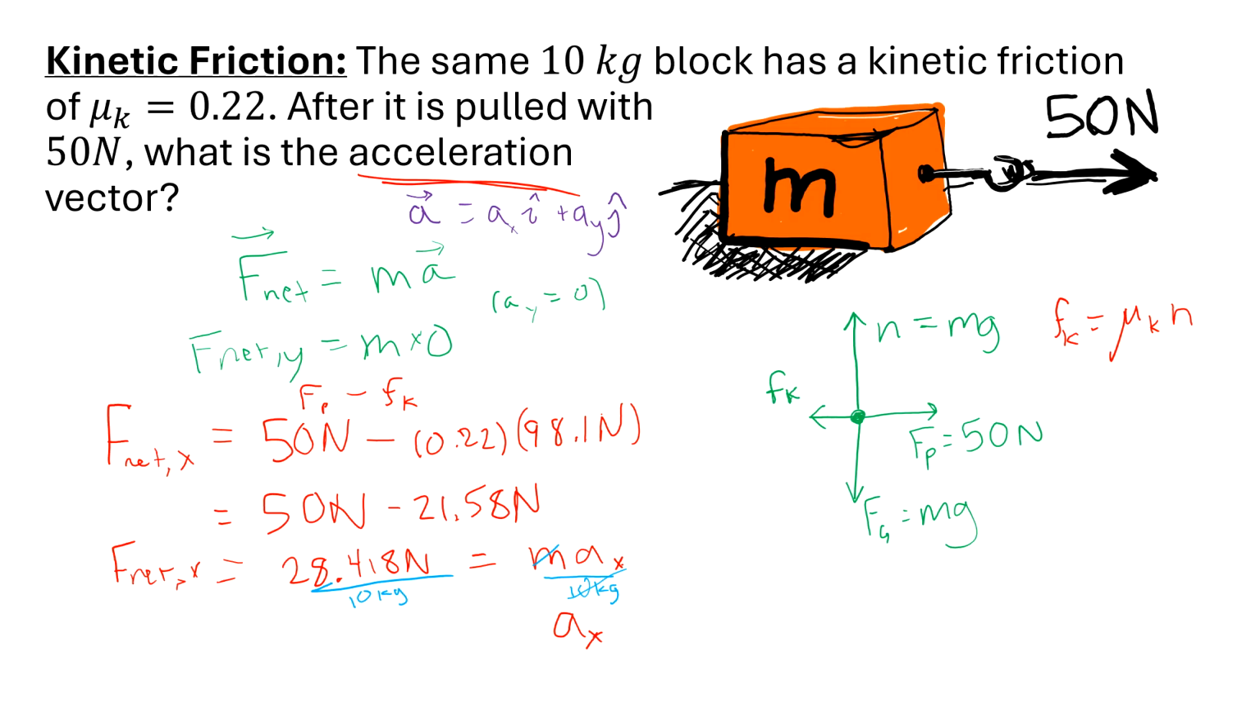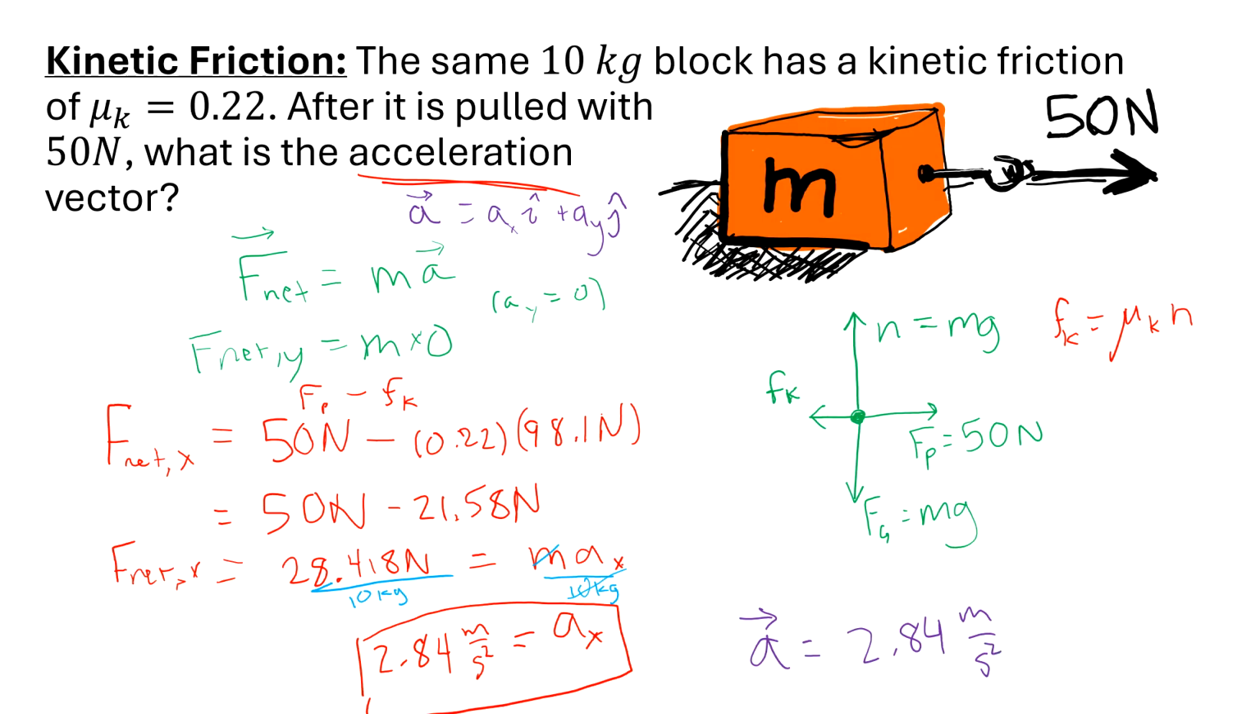We get that ax is equal to 2.84 meters per second squared. Maybe it's just 2.8 if you want to consider significant figures. And so the final answer is that the a vector is equal to 2.84 meters per second squared, or just 2.8 i hat with no j hat component whatsoever.